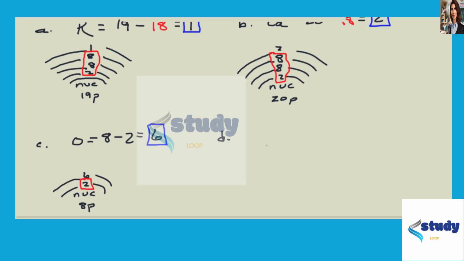Finally, if we were to do this for carbon, we would have our nucleus, 2 and 4. 2 shells, first one holds 2, second one holds 4 because there's only 6 protons for carbon. So 6 minus, shielding is still only 2. And so we're going to get an effective nuclear charge of 4.